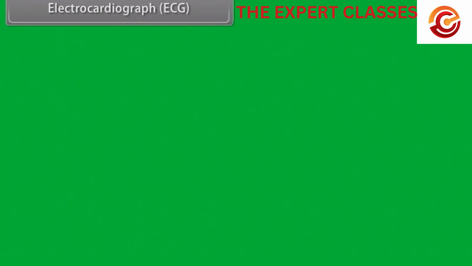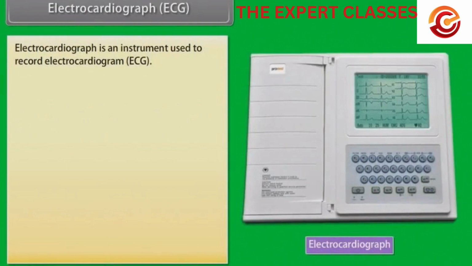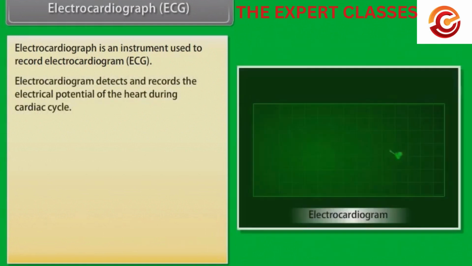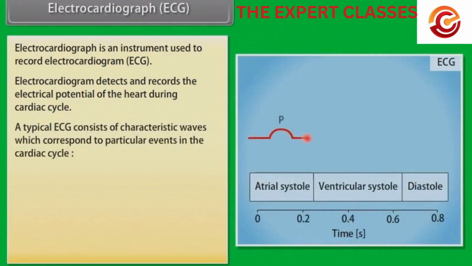Electrocardiograph, ECG. Electrocardiograph is an instrument used to record electrocardiogram, ECG. Electrocardiogram detects and records the electrical potential of the heart during cardiac cycle. A typical ECG consists of characteristic waves which correspond to particular events in the cardiac cycle.